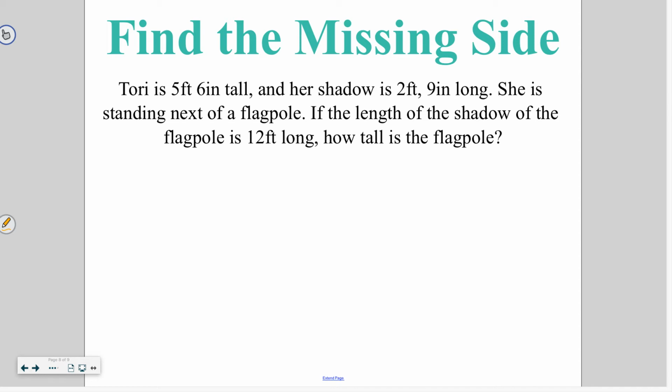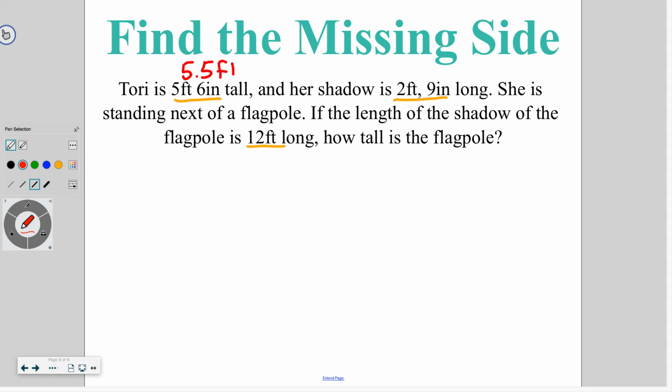Notice, first observation, we've got a couple of different measurements going on here. Since it is asking how tall the flagpole is, and it gives us the flagpole shadow in a 12-foot distance, we're going to want to turn everything into feet. So we know 6 inches is half a foot, so we're going to say Tori is 5.5 feet tall. And we know that 9 inches is 9 out of 12, or 3/4. So I've got 2.75 feet for her shadow.